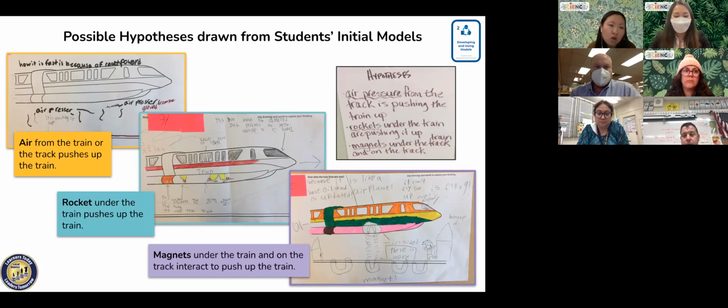So here, we saw that there are some students who really understand the magnetic force principles behind the floating train. But others might be thinking about rockets creating the pressure that pushes the train up. Whereas yet another group of students might think that the upward force is caused by air. These hypotheses can be charted for the whole class and revisited as they gather more evidence.